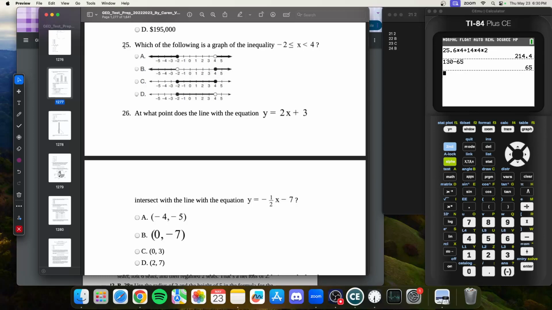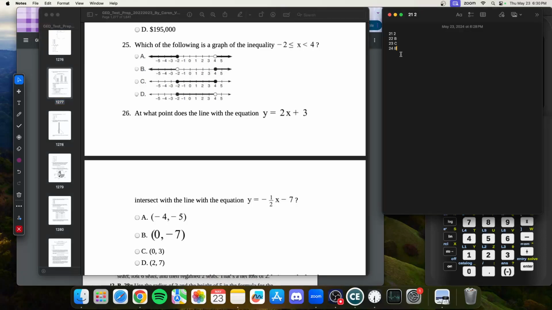Which of the following is a graph of this inequality? -2 is less than or equal to x, which is less than 4. It's definitely D. So x is in between -2 and 4. It can be equal to -2, but it can't be equal to 4. It has to be less than 4. So 4 is going to be an open bubble.